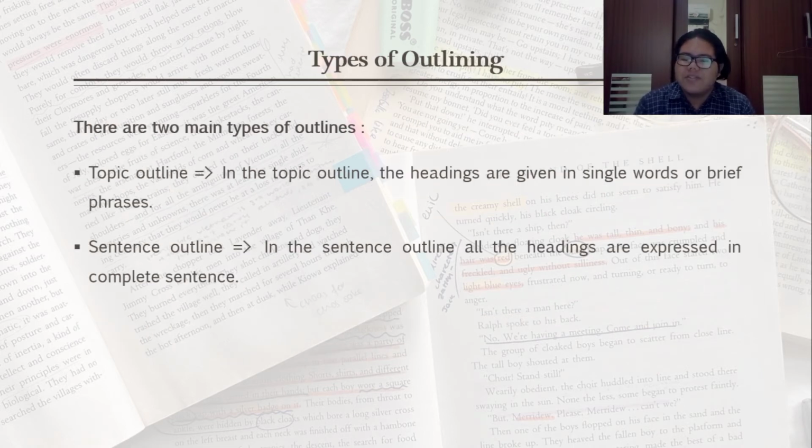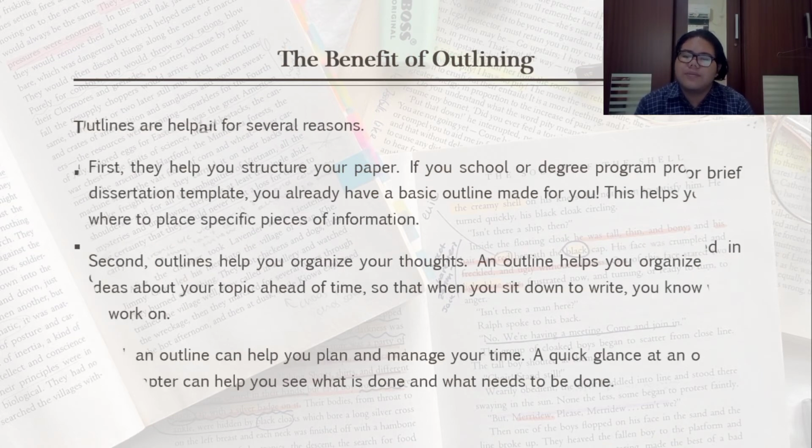Here are the types of outlining. There are two main types of outlines. First, topic outlines. In topic outlines, the headings are given in single words or brief phrases. The second one is sentence outlines. In sentence outlines, all the headings are expressed in complete sentences.